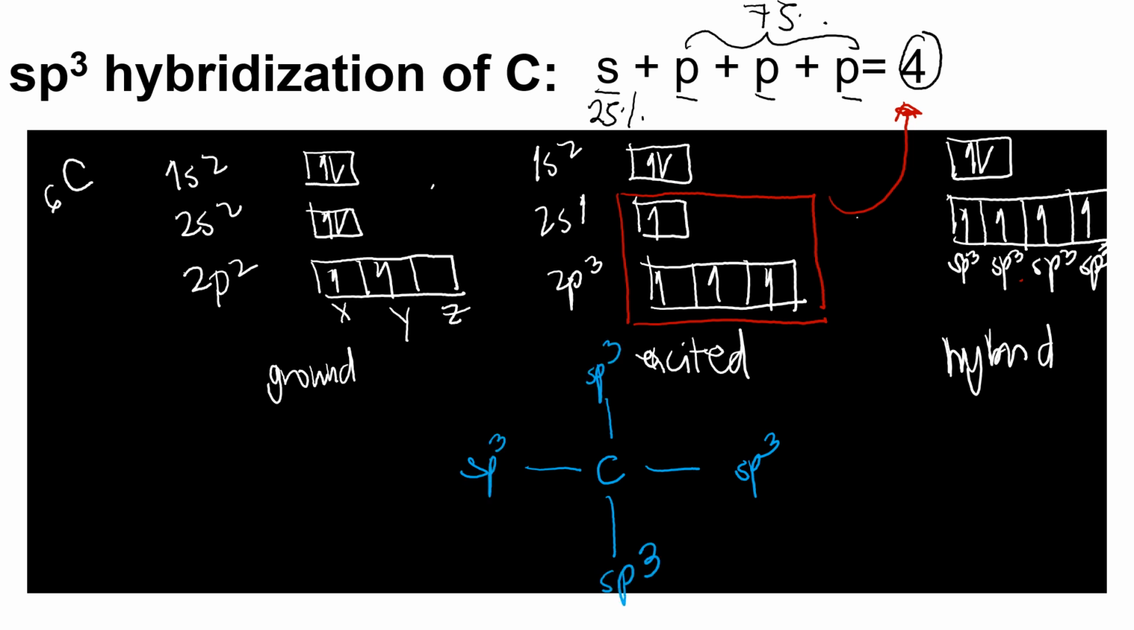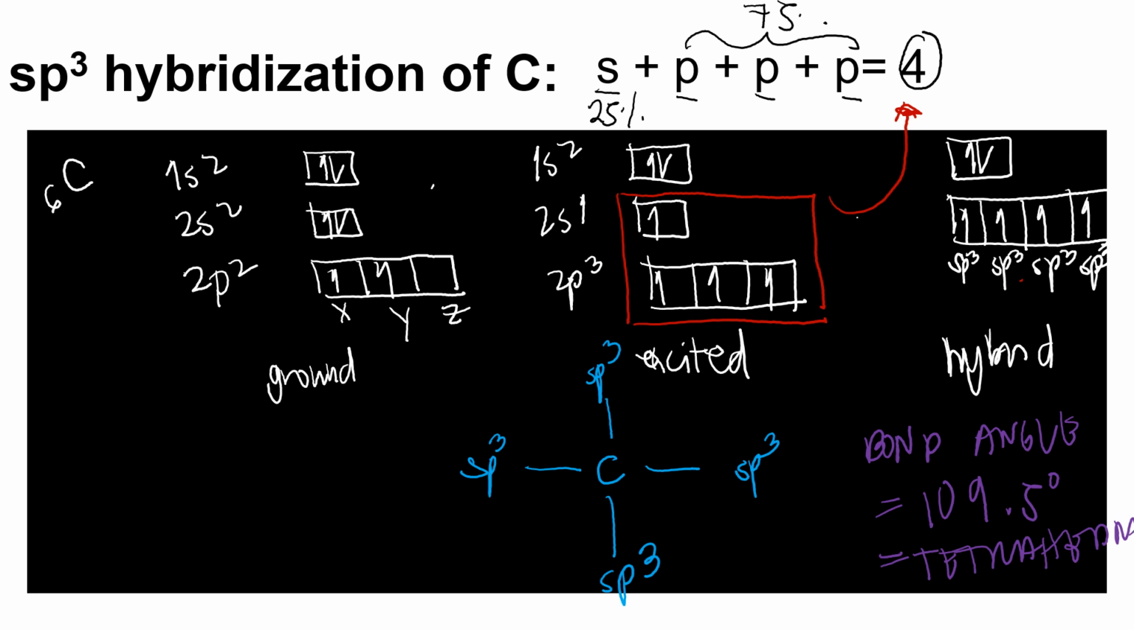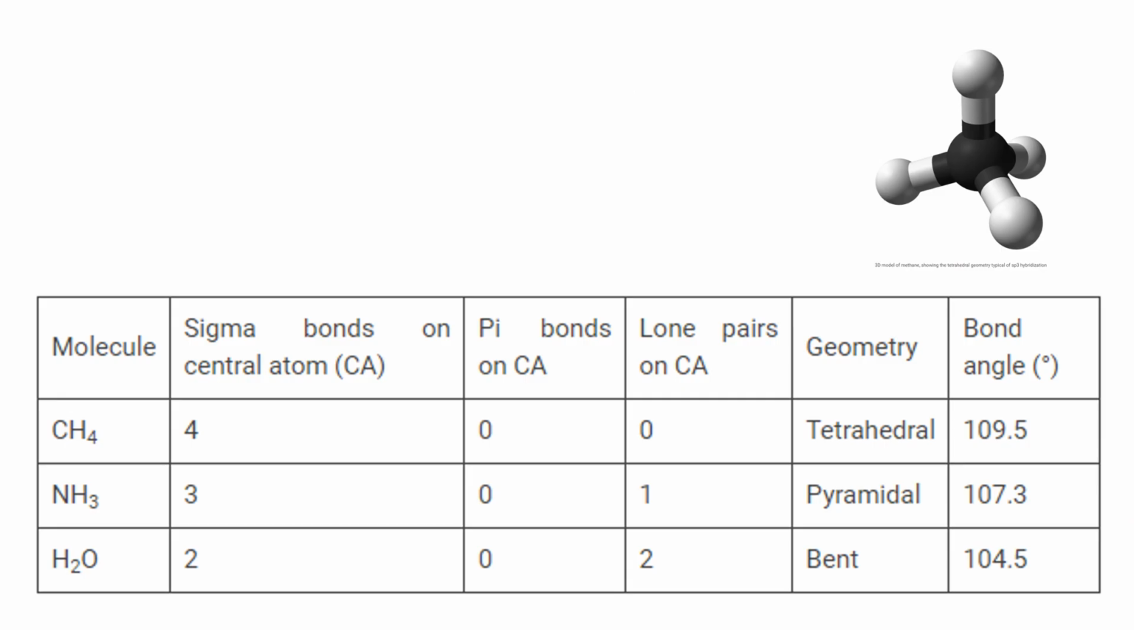Note that the bond angle for your sp3 hybridization is 109.5 degrees, and the shape is tetrahedral. One example is methane here with 4 sigma bonds on central atom.